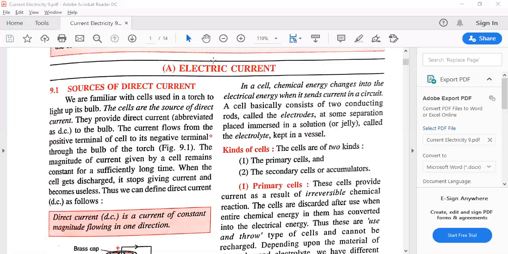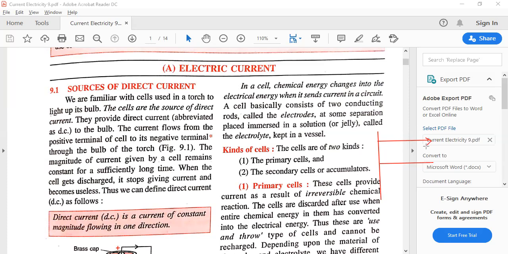So basically, if you see, this is my x and y axis. Okay. So DC current, direct current, will always have a constant magnitude. The way we were saying it's a constant velocity, uniform velocity. Similarly, direct current is a current of a constant magnitude flowing in one direction only.